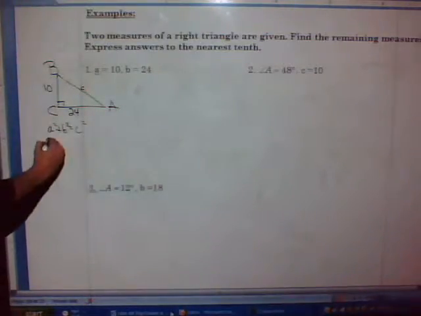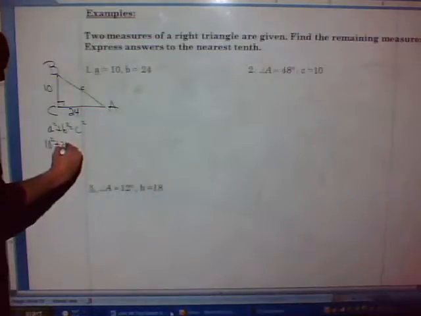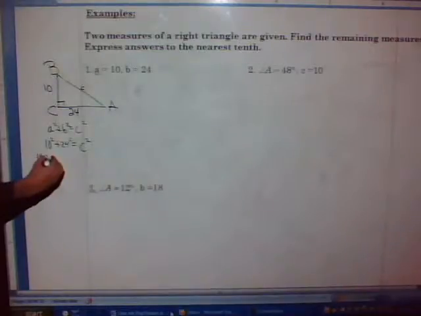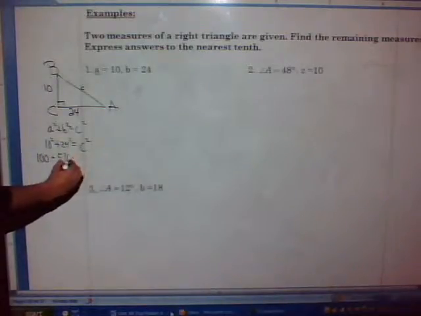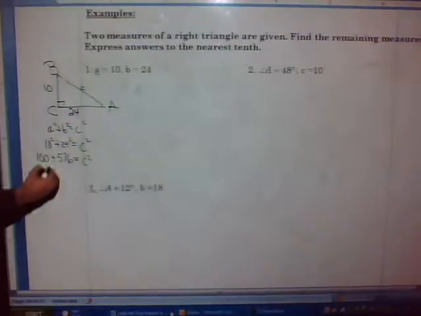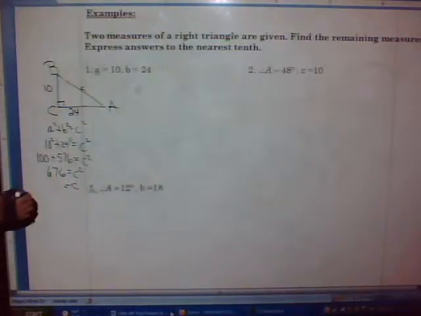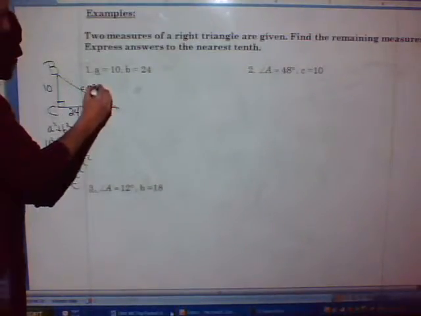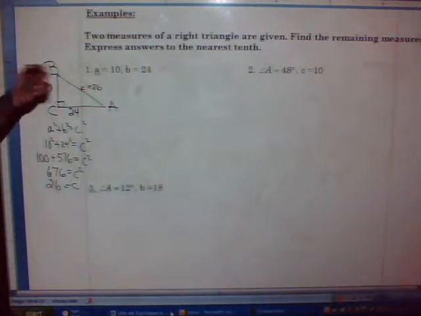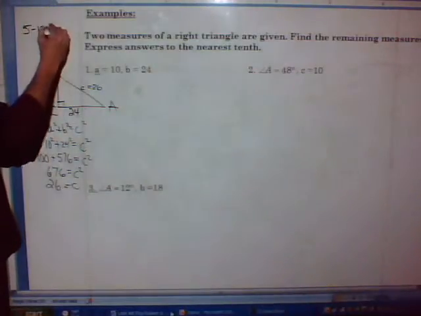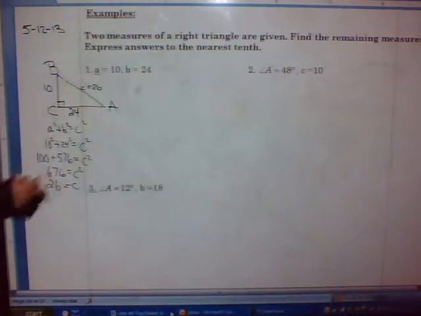So in this case, this would be 10 squared plus 24 squared equals c squared. So this is 100 plus 576 equals c squared. So 676 equals c squared. So c equals the square root of 676, which is 26. So c equals 26. Now, if you would have known your Pythagorean triples here, you would have known that 5, 12, 13 actually represents this triangle.